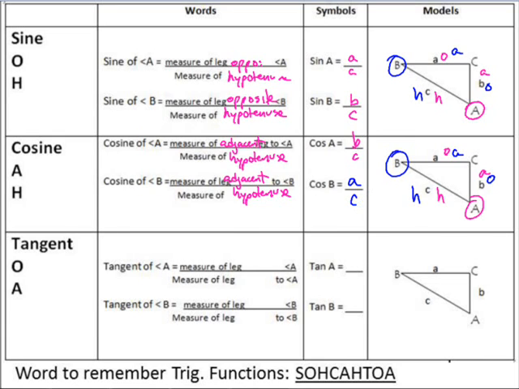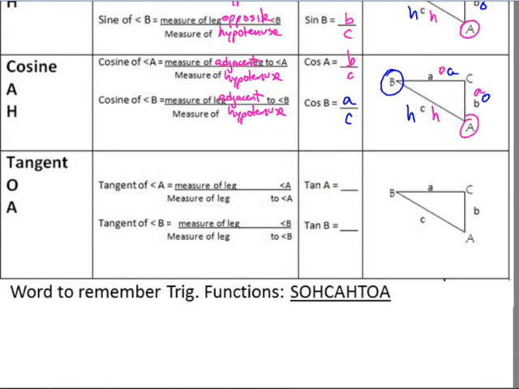Tangent is the measure of the leg opposite to angle A over the measure of the leg adjacent to angle A. And it's the same for the relationship with B. So let's take a look. If we're talking about angle A, I'll label my opposite, adjacent, hypotenuse. It's this opposite side right here and this adjacent side, so it's just A over B. If we're talking about the tangent of angle B, it's the opposite and adjacent, and there's the hypotenuse.